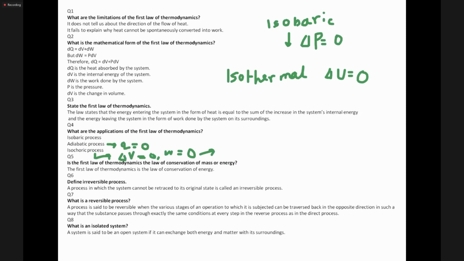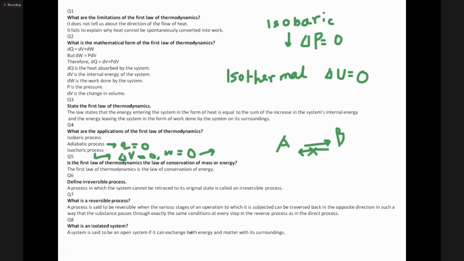An irreversible process is one in which the system cannot be retraced to its original state. So we have two states, A and B. If A can go to B and B can come back to A, it is called a reversible process. But if B cannot revert back to A, it is called an irreversible process.